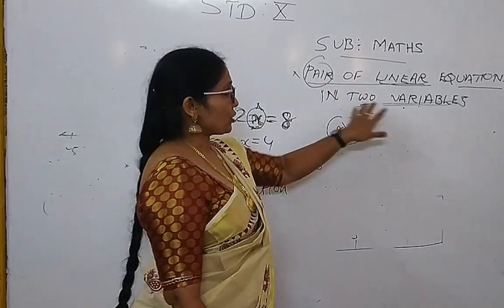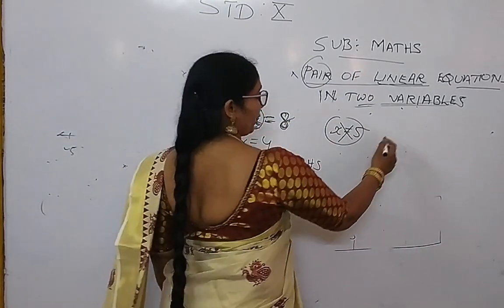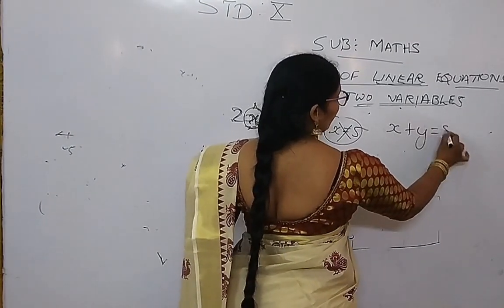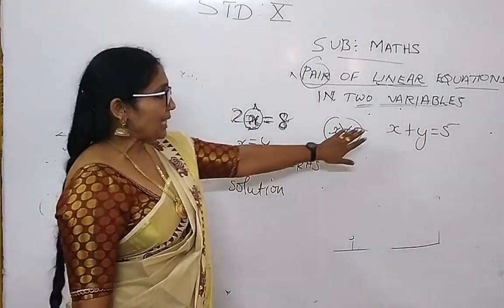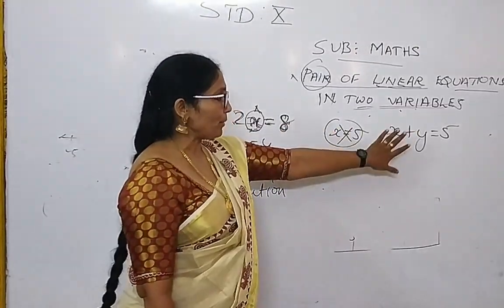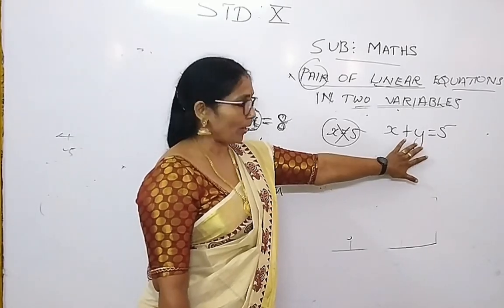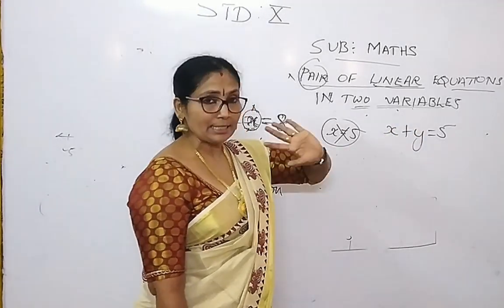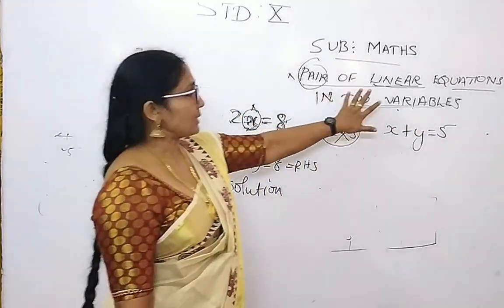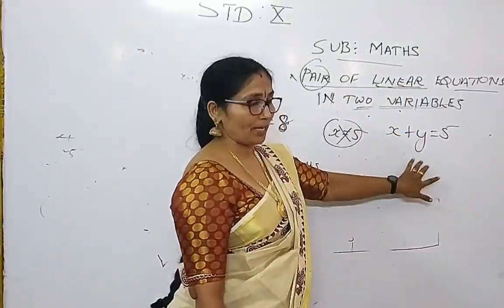Now, a linear equation in two variables. I will write one equation here: x + y = 5. This is a linear equation in two variables. Why is it so? Because here two variables are there, x and y, and the degree of both is equal to 1. Therefore, we can call it a linear equation in two variables.